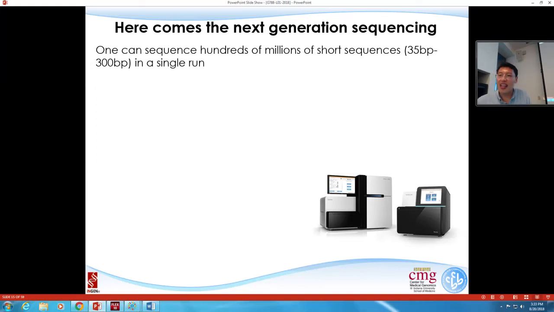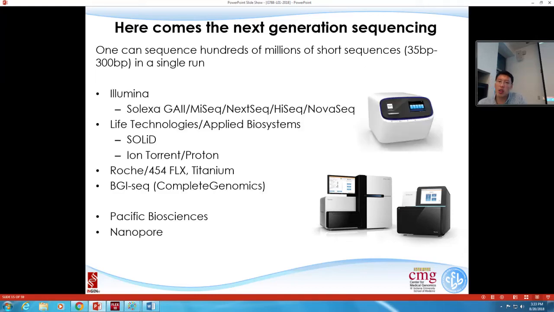Now, history is gone. So let's come into the next generation sequencing part. So far, we don't have to deal with one nucleotide at a time to do the single sequencing. We don't need to predefine any microarray platform to target the region we're interested in. Instead, we can do the sequencing. One can sequence hundreds of millions of short sequences in a single run, which I will give you some additional definition of.